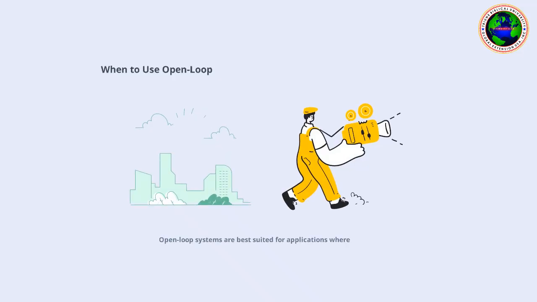Open-loop systems are best suited for applications where the environment is predictable and precision is not critical. Examples include simple timers, basic lighting controls, and other tasks where the outcome is unlikely to be affected by disturbances. Their simplicity and low cost make them ideal for these situations.